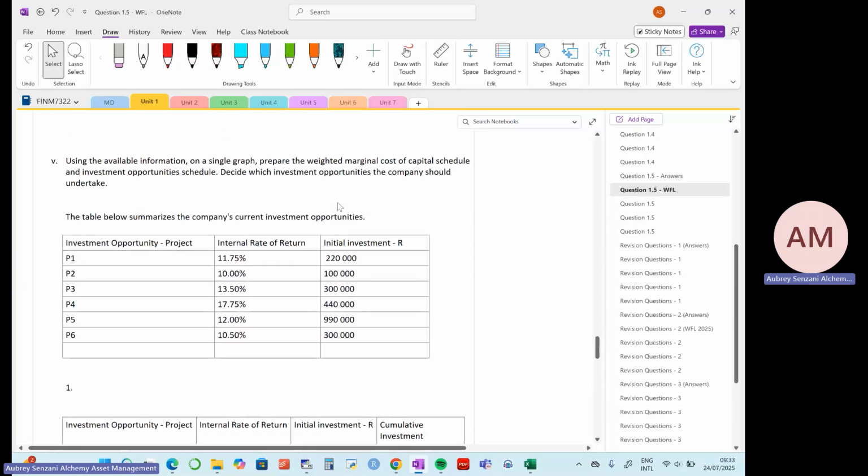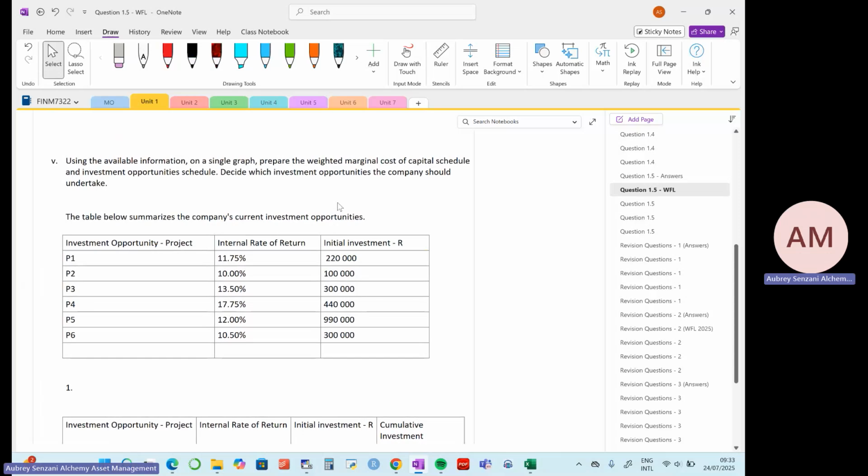So now moving to the fourth thing that they asked us to do. Using the above information on a single graph, prepare the weighted marginal cost of capital schedule and investment opportunity schedule. Decide which investment opportunities the company should undertake. Right? Now, here is your investment opportunity schedule. You guys are managing a hedge fund. We have investment opportunities coming left, right, and center. Obviously, we analyze which ones are the best investments. So we do our IRR calculation, right?